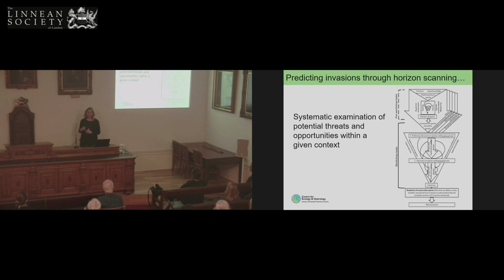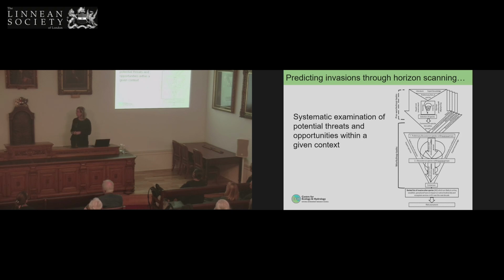So if there are ways in which we can introduce better biosecurity to prevent arrival in the first place, that has to be a really good thing to do. So we've been thinking hard about how can we make some predictions about what are the next species that could arrive and have some kind of impact.